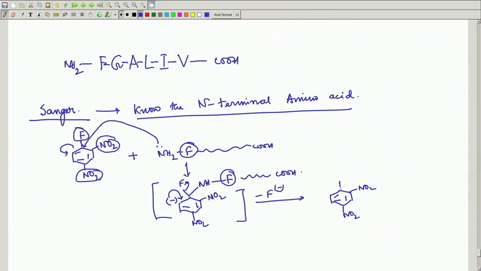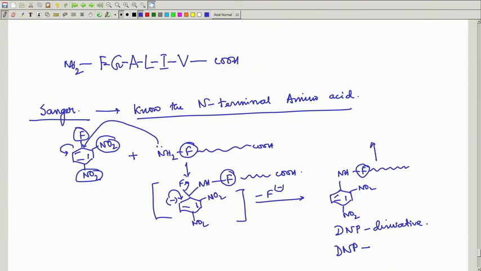2,4-dinitrophenyl derivative of the first amino acid that is present in the peptide. This is what is called the DNP derivative. Organic chemists know a DNP derivative, that is dinitrophenylhydrazine derivative, but this is different. This DNP is the dinitrophenyl derivative of the amino acid. So, in this case you have got a phenylalanine linked to this dinitrophenyl moiety. Now, what do you do?